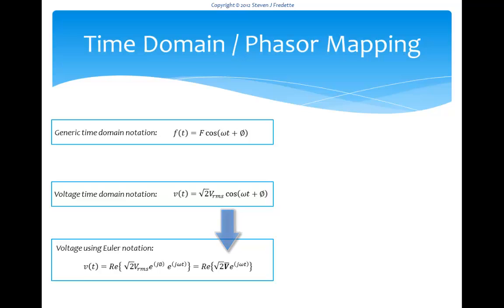So remember, that is the phasor notation. So that would capture V_RMS times e to the j phi. That would be the phasor. And then you have the rotation of that phasor with the e to the j omega t term.